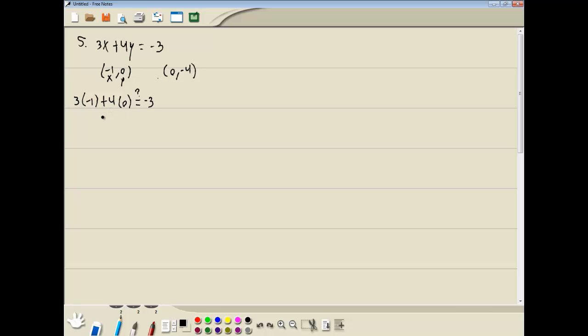4 times 0 drops away. 3 times negative 1 is negative 3. So we get negative 3 is equal to negative 3, so that one checks. So the answer at that point is yes. Now for 0, negative 4. Again, this is your x, this is your y, so we'll put 0 in for the x, and we'll put negative 4 in for the y. Well, 3 times 0 drops away, and this is a question mark, by the way. 4 times negative 4 is negative 16. Does that equal negative 3? It doesn't. So this means that does not check, which implies our answer is no.